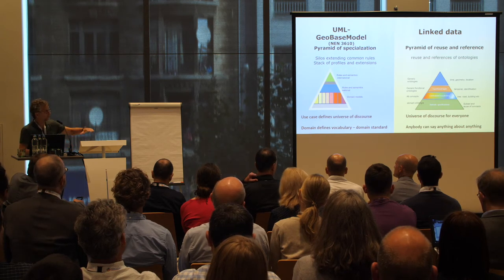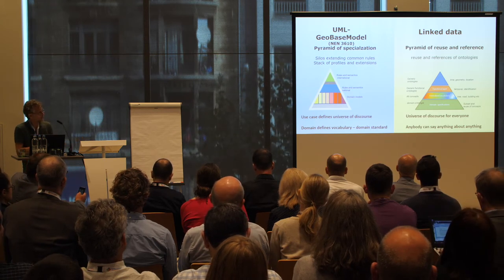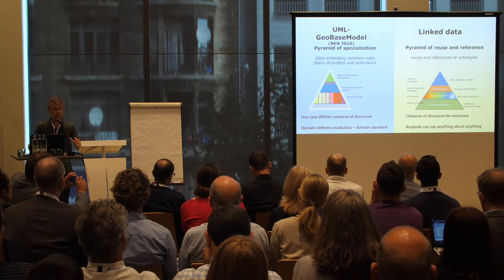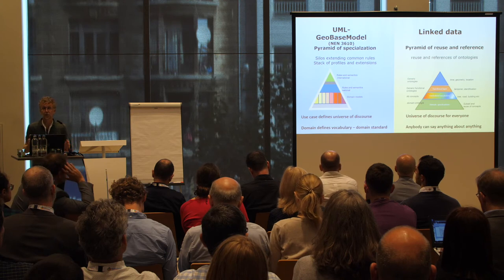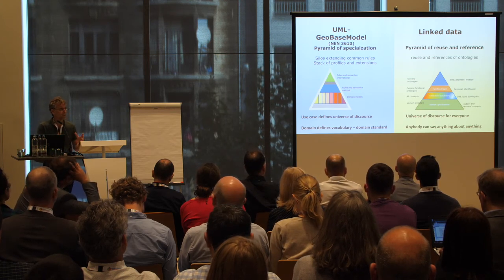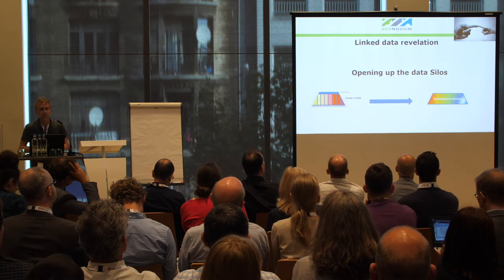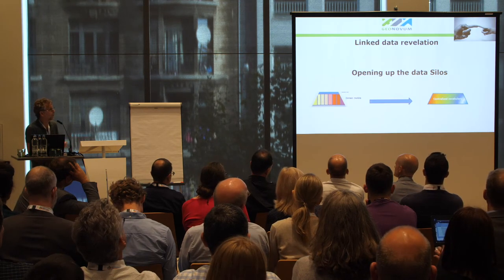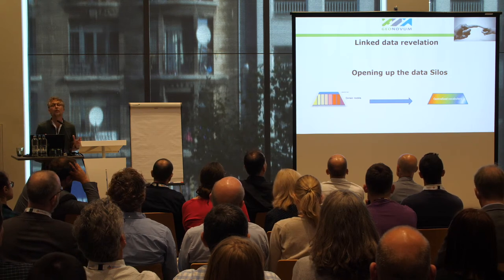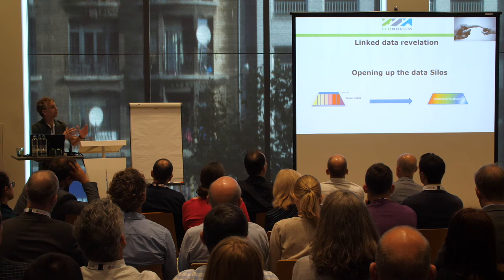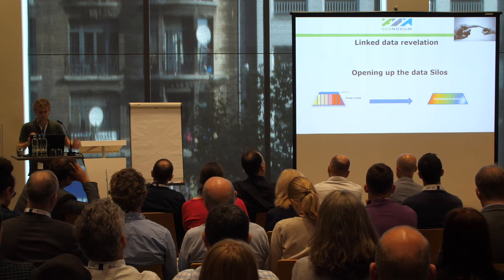And that's fundamentally different from the pyramid on the left-hand side, which has these silos, as explained. On the right-hand side, you get this central vocabulary containing all these available concepts. And then again, at the base, a domain ontology is only reusing the concepts that were already defined in this concept layer. So the advantage of this linked data revolution, from the UML point of view, is that it can open up those data silos. Silos on the left-hand side transformed into one big shared vocabulary.